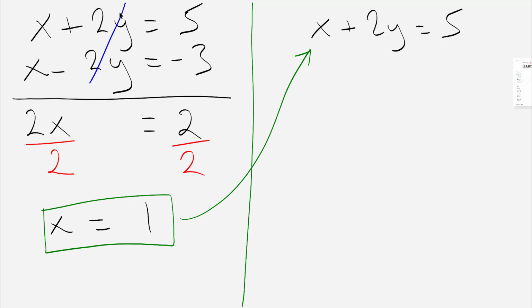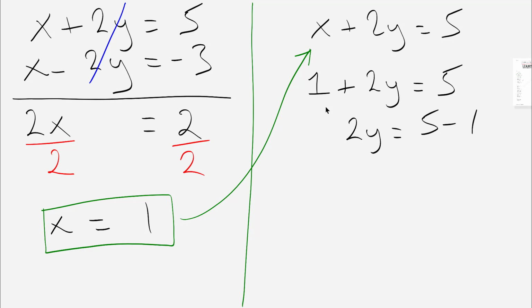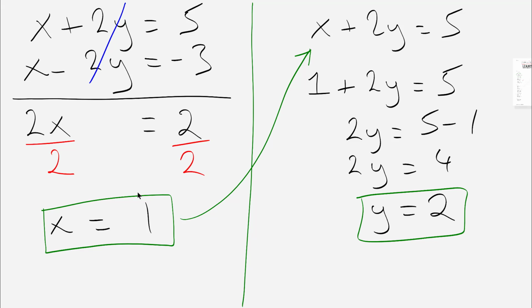So since x is equal to 1, we're going to take this line and call it 1 plus 2y is equal to 5. And then we can just solve the mini equation we have here. 2y therefore is equal to 5 minus 1. 2y is equal to 4, so y is equal to 2. So that's our second answer. So notice here our two answers. We had x is equal to 1 and y was equal to 2.